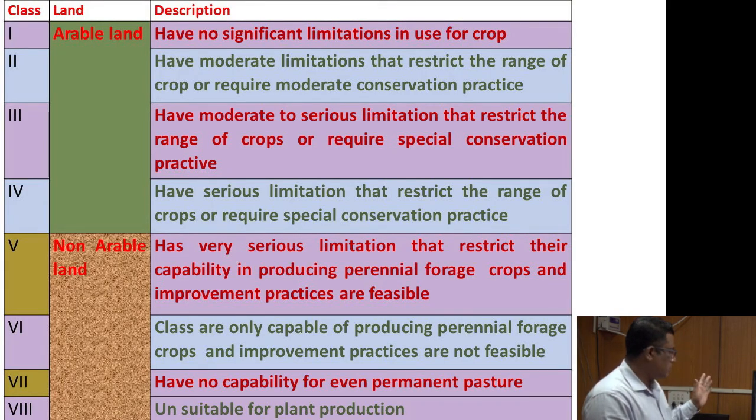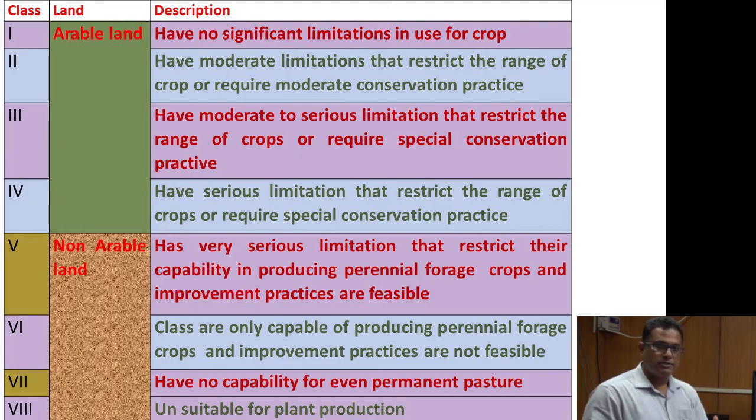Now coming to what is our purpose of classifying this land. In the previous lecture, what have we discussed? We have discussed different water erosion control measures: first the agronomic measure, second the soil amendment, and lastly the mechanical or engineering measures.